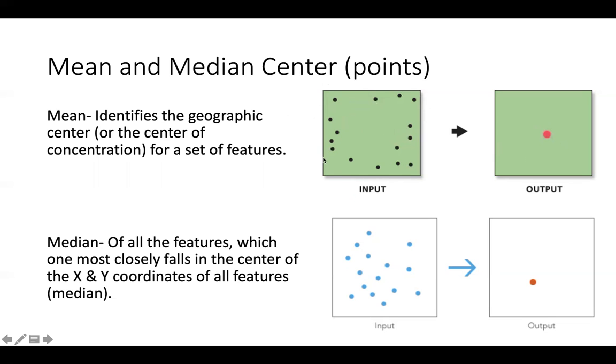In the median example, the result is one of the original features. This point needs to fall most closely to the center of all of the XY coordinates of all of the points in the set. This one happens to be where it is.